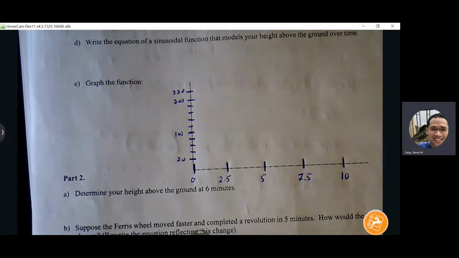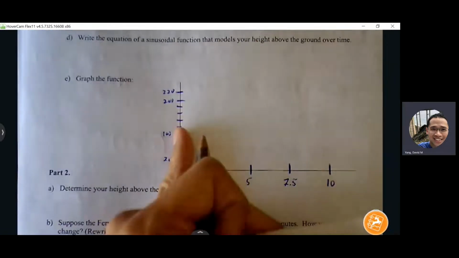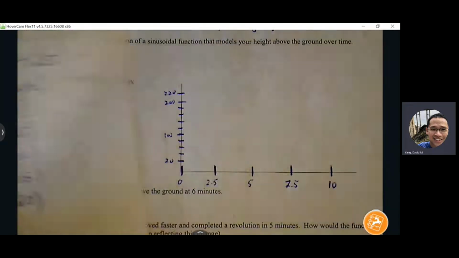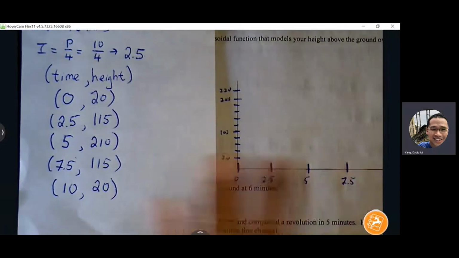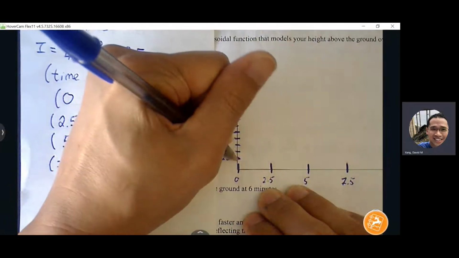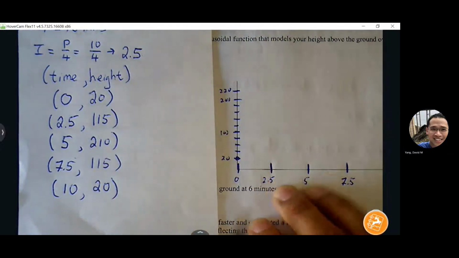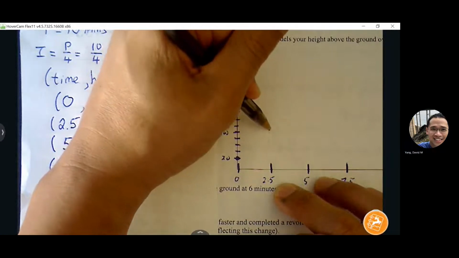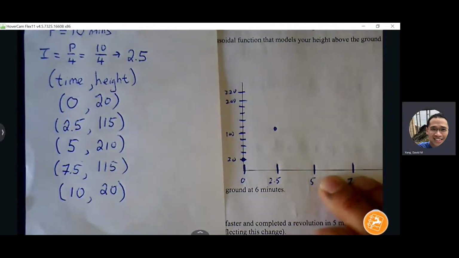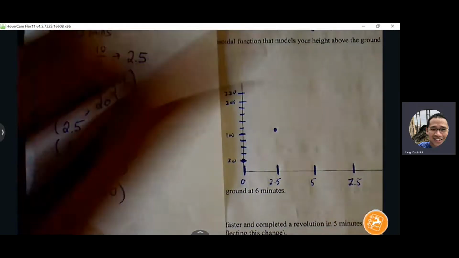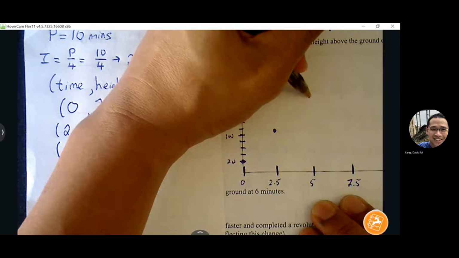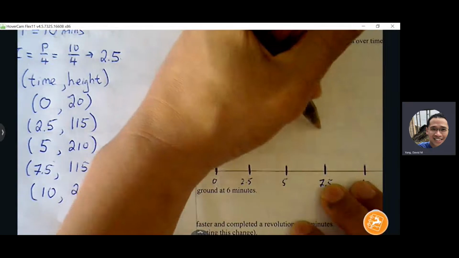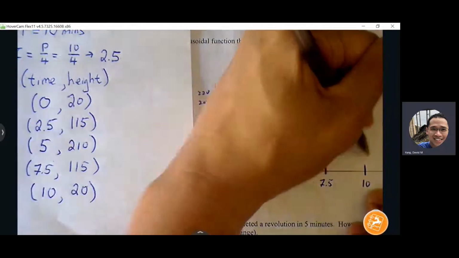Now just plot the ordered pairs that I found. I'll graph the function first, and then I'll write the equation. Okay, so starting at 0, 20. At 2.5, I'm at 115. Five minutes in, I'm at 210. At 7.5, I'm back to 115. Then finishing off here.